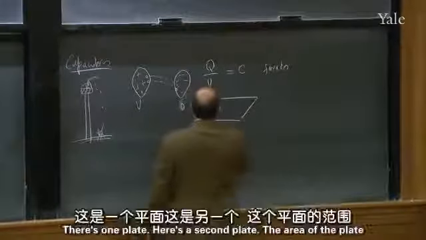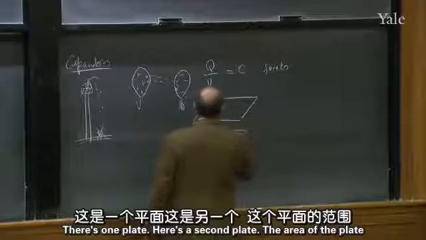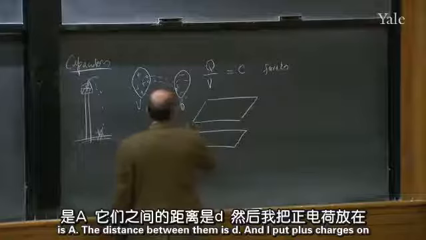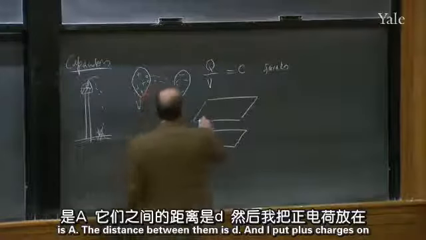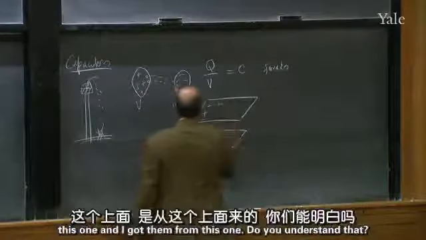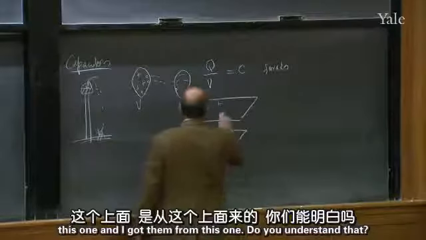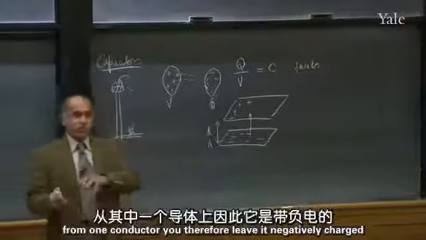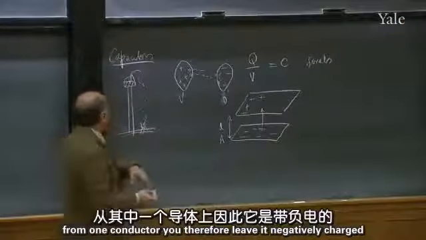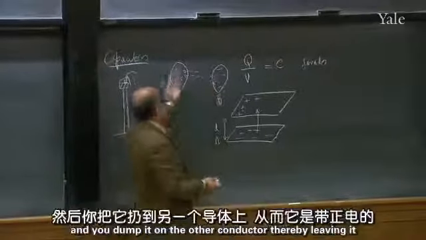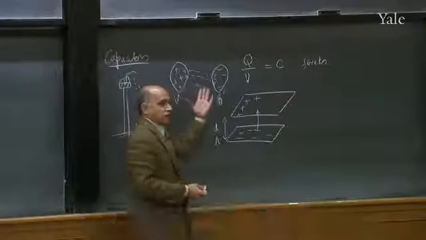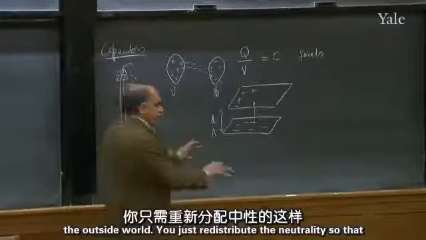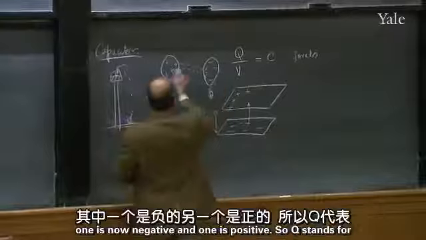Here it is. There's one plate, it's a second plate. The area of the plate is A. The distance between them is D. And I put plus charges on this one, and I got them from this one. Do you understand that? You don't have to bring your own charge. You remove charge from one conductor, you therefore leave it negatively charged, and you dump it on the other conductor, thereby leaving it positively charged. So you don't need to bring charge from the outside world. You just redistribute the neutrality so that one is now negative and one is positive.